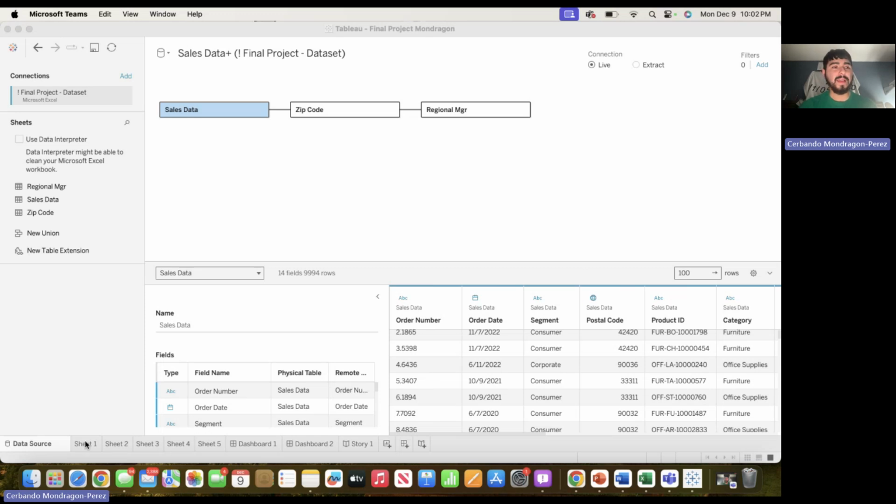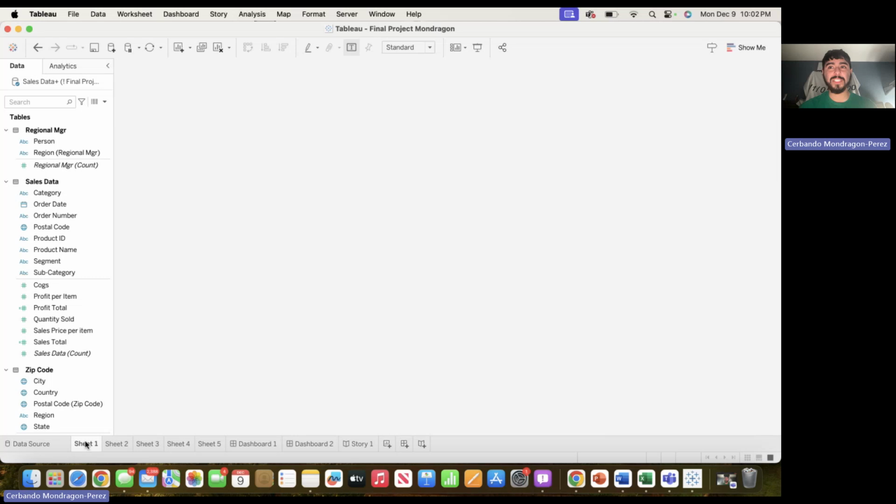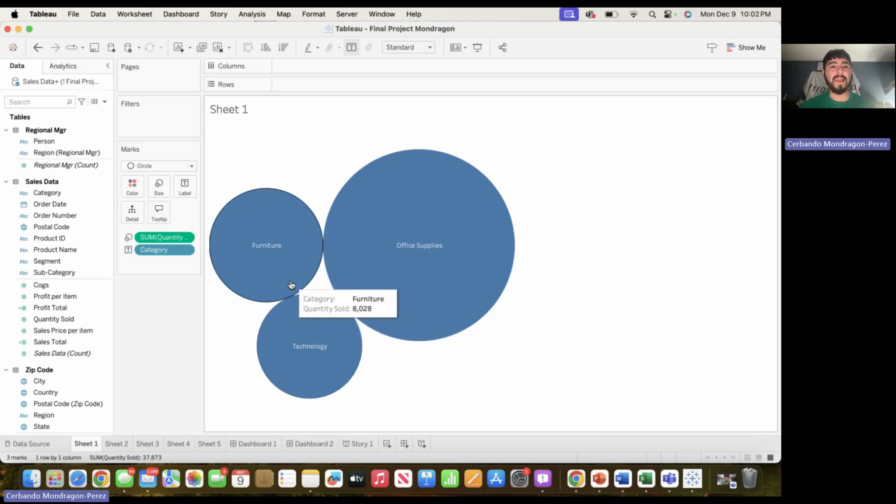So first I want to start off with my first sheet. Here, the question was which category was the most popular? Obviously, office supplies was the most popular category just because it was a bigger bubble.